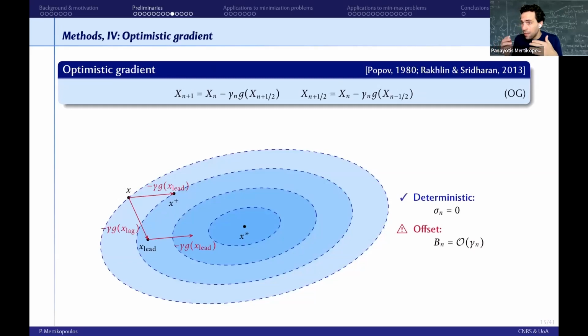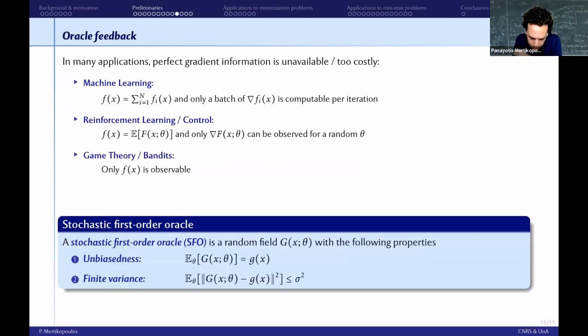So again, this is called optimistic because we are reusing past gradient information to do this first update, and we hope that everything will be okay. And again, this is still a special case of the method because all the gradients involved differ from the original gradient by a factor which is of the order of gamma n, where gamma n is the step size of the method.